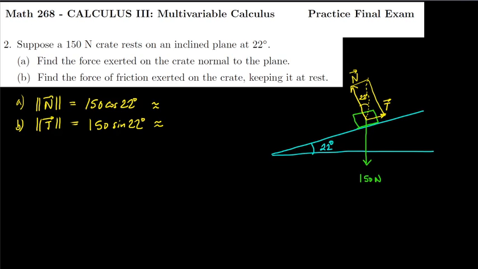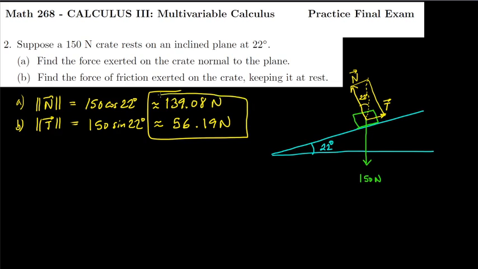And so 150 cosine 22 degrees is about 139.08, and this would be in newtons. And then 150 sine of 22 degrees is approximately 56.19 newtons. And I think that's all we're looking for. Right? So yeah, this is really just resolving a vector into its components. So nothing fancy there.